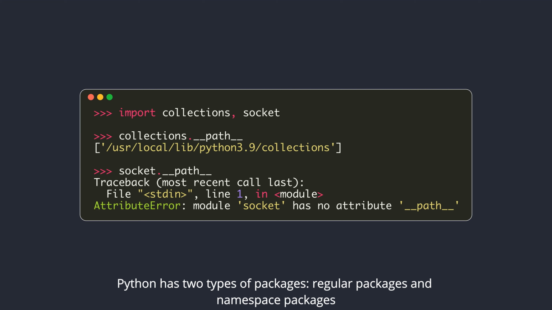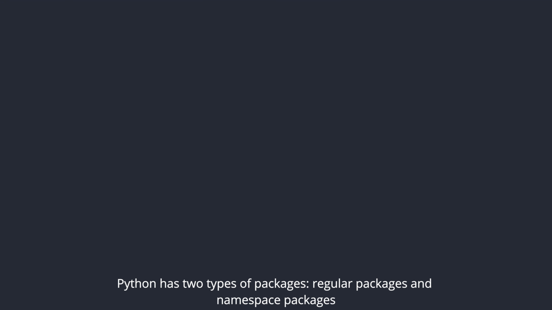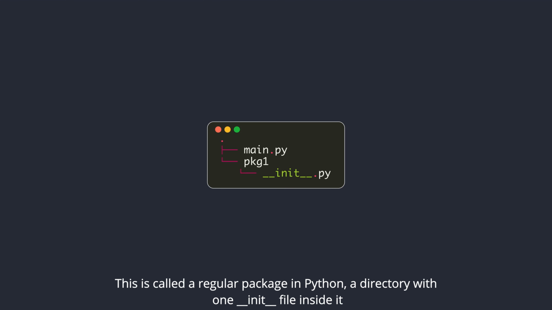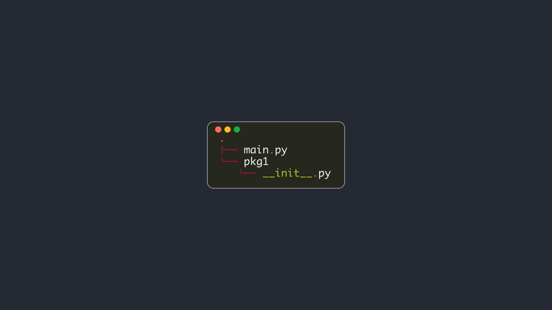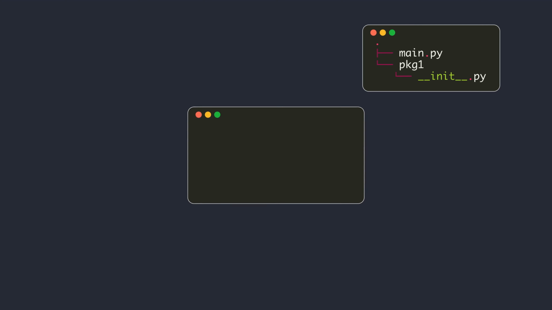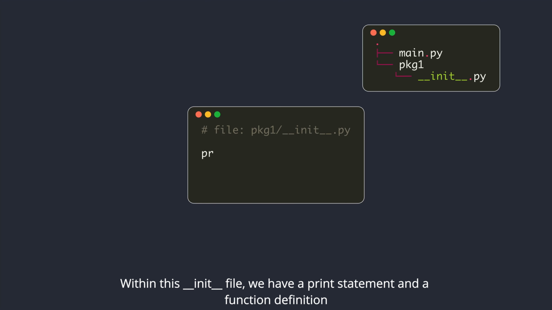Python has two types of packages, regular packages and namespace packages. We'll first look into regular packages. Consider this directory structure. Here, we have an __init__ file within the package1 directory. This is called a regular package in Python, a directory with one __init__ file inside it. The directory name becomes the package name. Within this __init__ file, we have a print statement and a function definition.